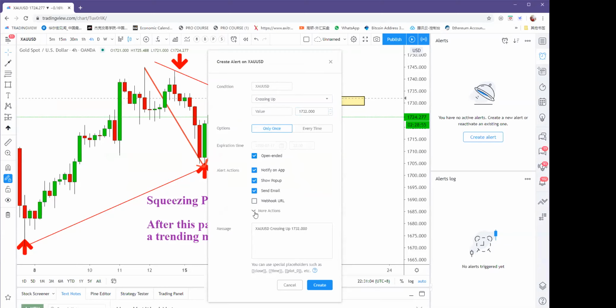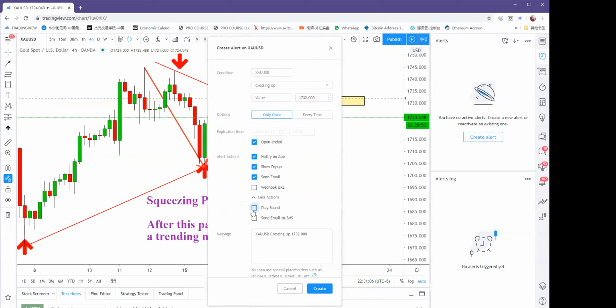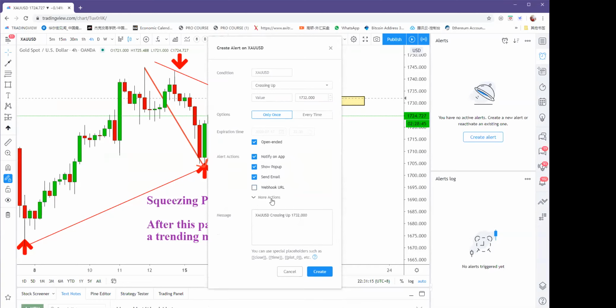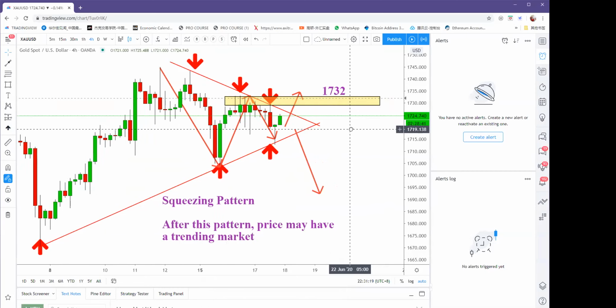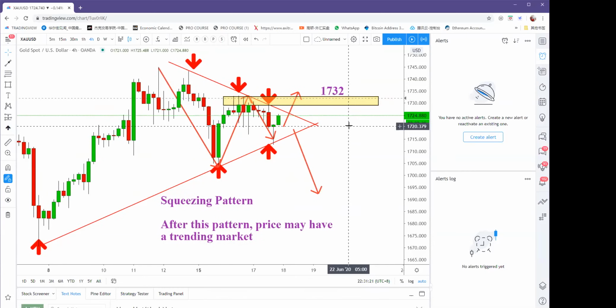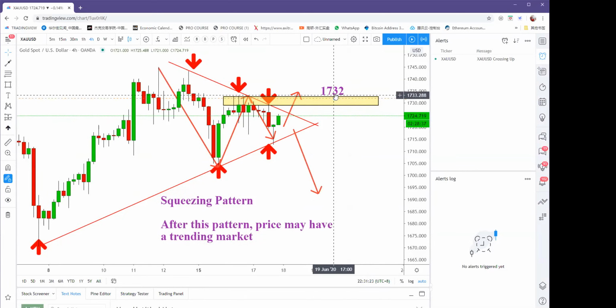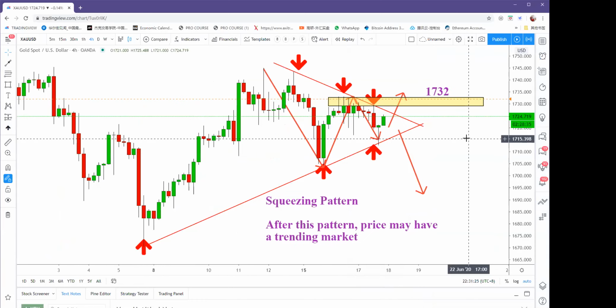Okay, calling. Wow, TradingView can even give you calling. 3 notes reverse alarm clock, beep beep. Okay, never mind. Create. Let's just create. Okay, so I want TradingView to alert me when the price breaks up 1732 so that I won't miss the trade.